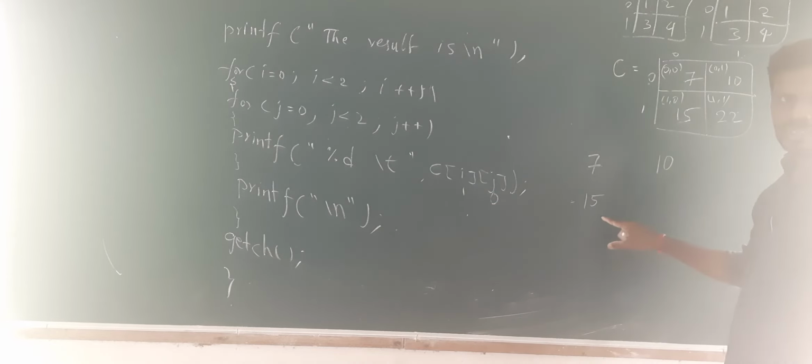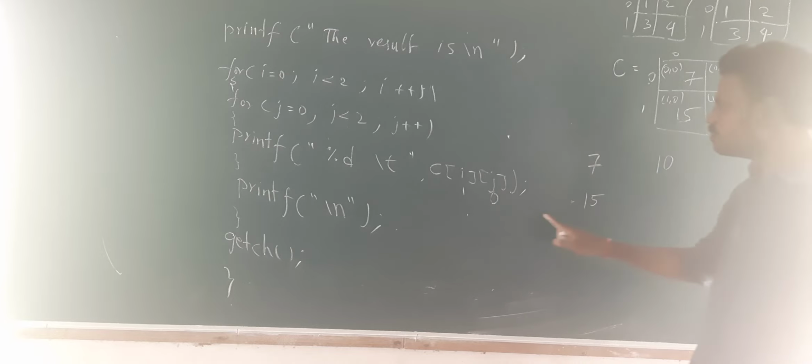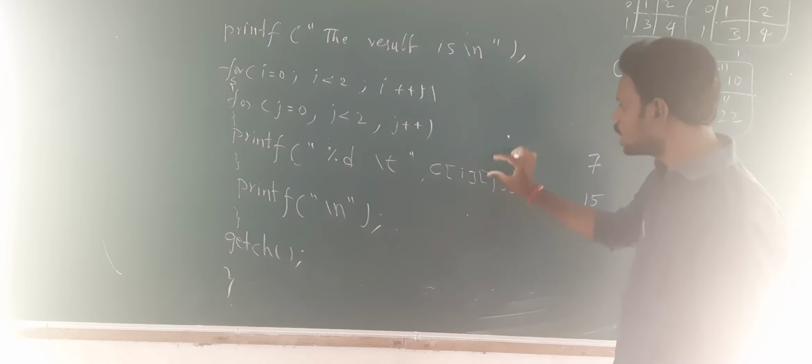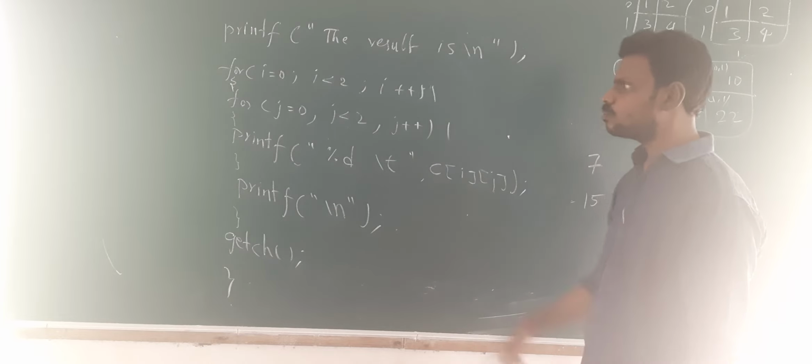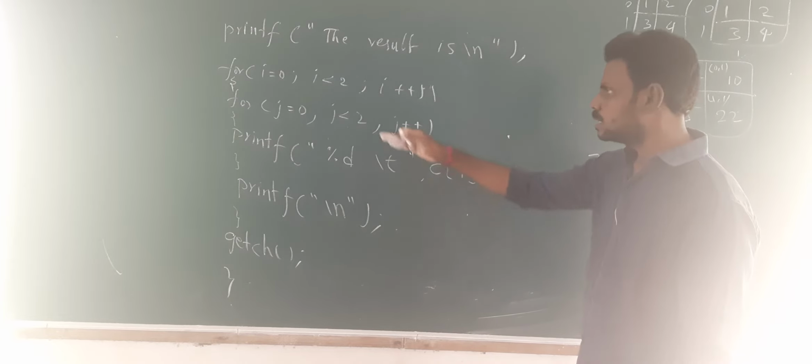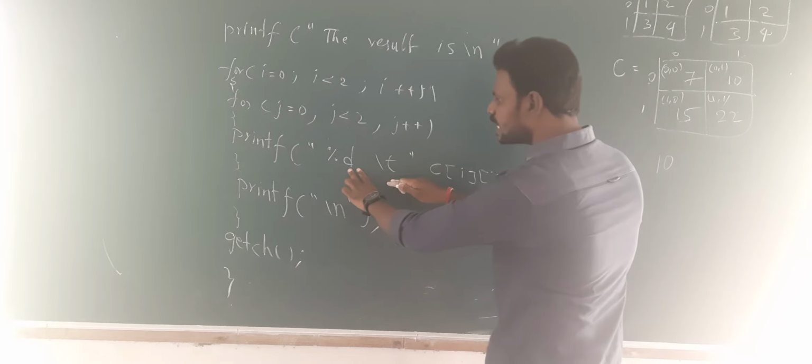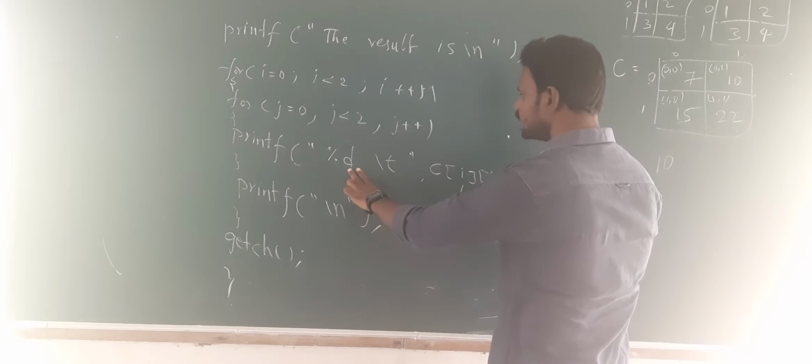That's the reason it is coming to the new line. Okay, now I have printed 15. And now, after completion of this statement, I will be incrementing the value of j. That is 1. 1 less than 2, yes. Now coming to this one, when I am printing the number, i is 1 and j is also 1.